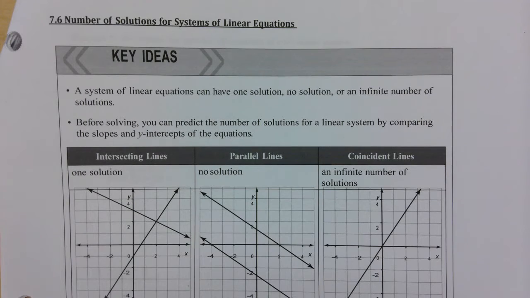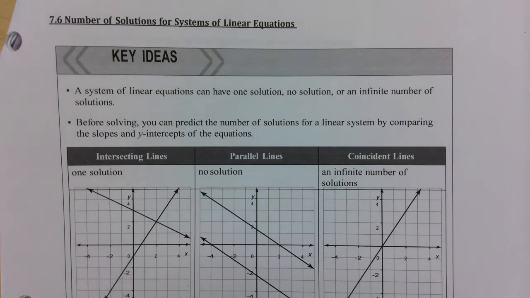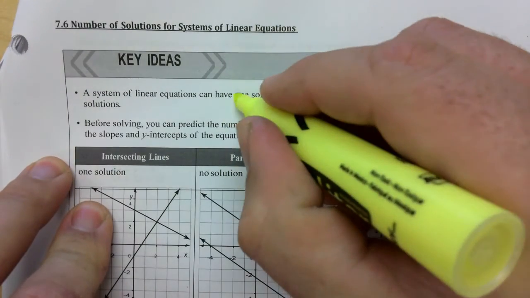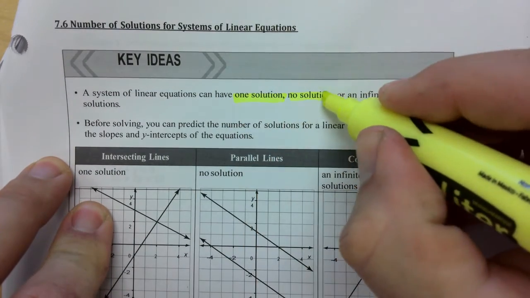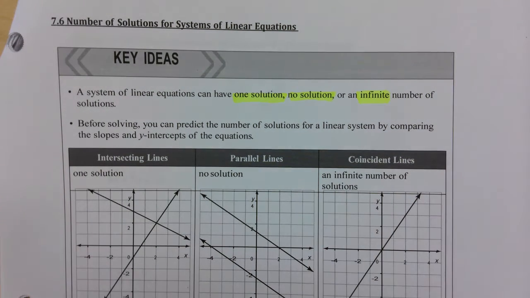So here we're going to look at the number of solutions for a system. Some key ideas here: a system of linear equations can have one solution, no solution, or an infinite number of solutions.